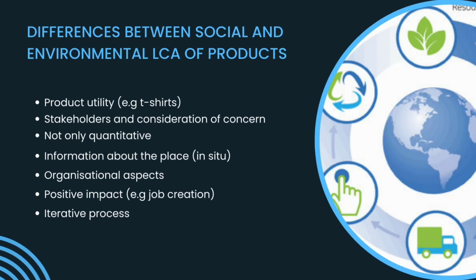Next is the difference between social and environmental LCA of products. First is product utility, which implies that you define not just in terms of numbers, such as 1,000 t-shirts, but also in terms of the product's usefulness and cost in a way that will benefit the consumer. This definition of product utility might include a number of different elements, depending on the product. Second, stakeholders and consideration of concern. You must identify the stakeholder and take into account their viewpoints and concerns. In terms of the environment, this is not necessary.